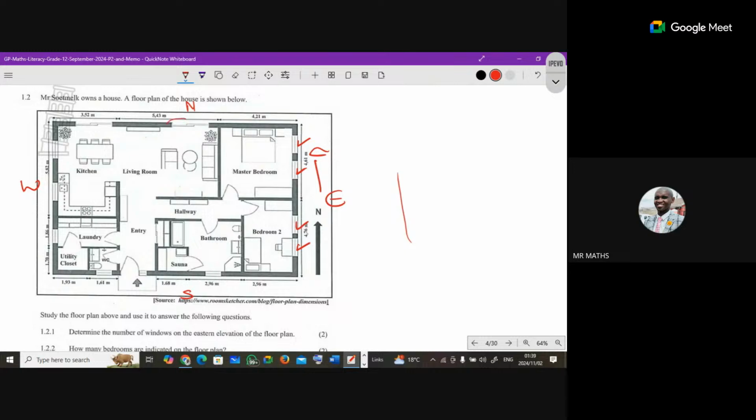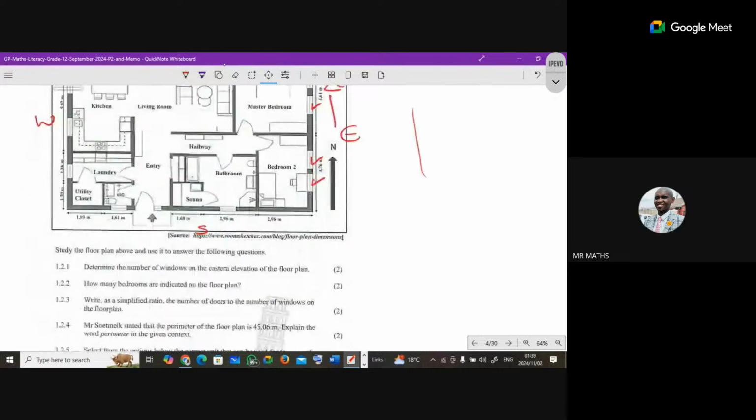You know that these ones are not windows, but these are sliding doors. These are sliding doors. And these are normal doors. So then how many windows do we have? We have 4 windows. So the answer is 4 windows, but you will write it in full.